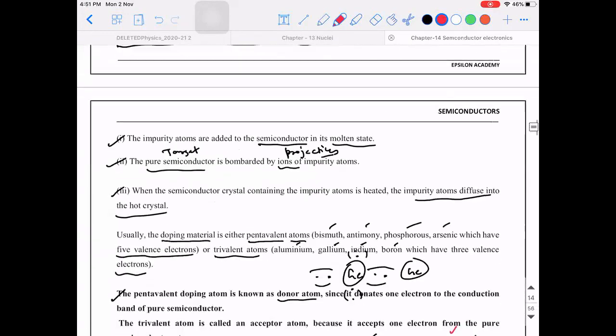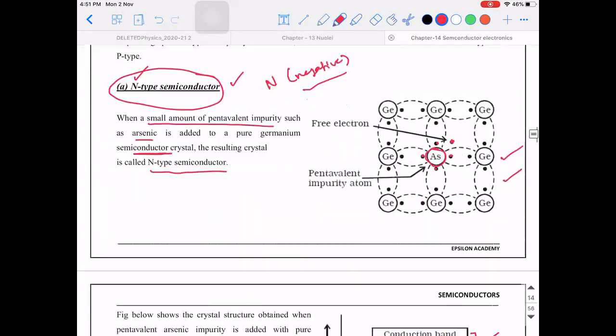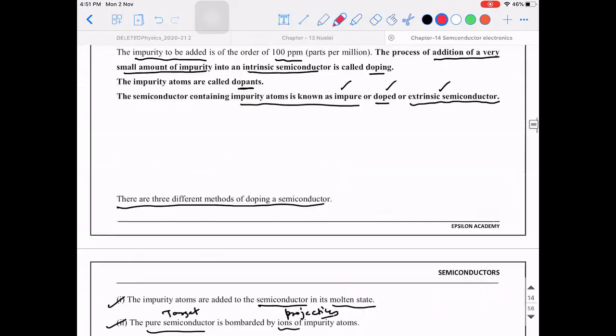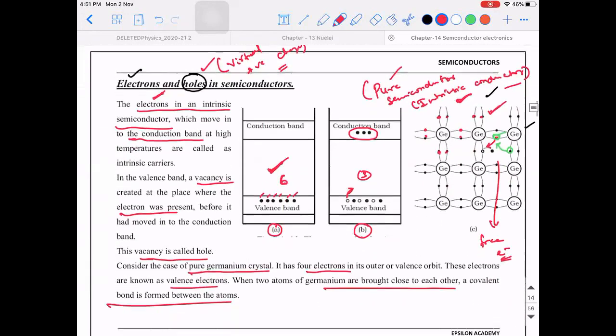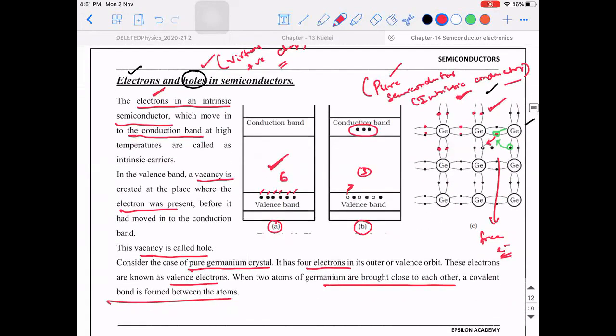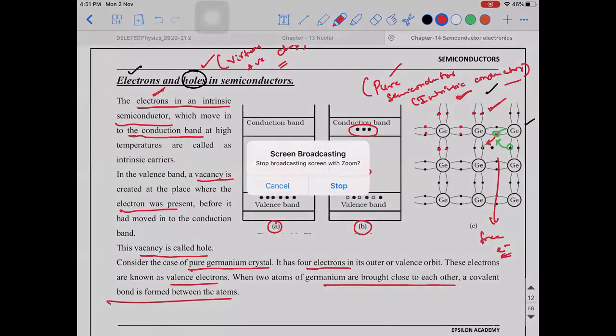So till whatever we have discussed, is there any doubt that you have? No, sir. Okay, then. Just wait for a minute. Don't log off. No, sir.